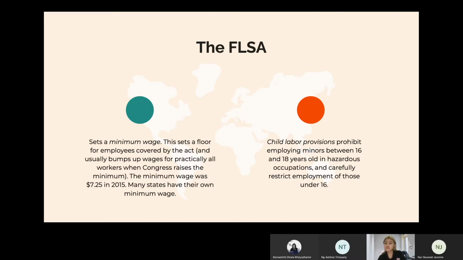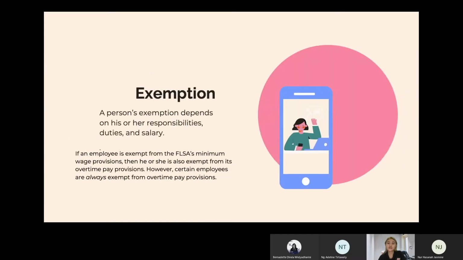Many states have their own minimum wage. For example, the minimum wage as of 2016 is $10 in California and Massachusetts. And the next is the FLSA's child labor provisions. It prohibits employing minors between 16 and 18 years old in hazardous occupations, and carefully restricts employment of those under 16. The Know Your Employment Law feature nearby explains about paying this type of worker.